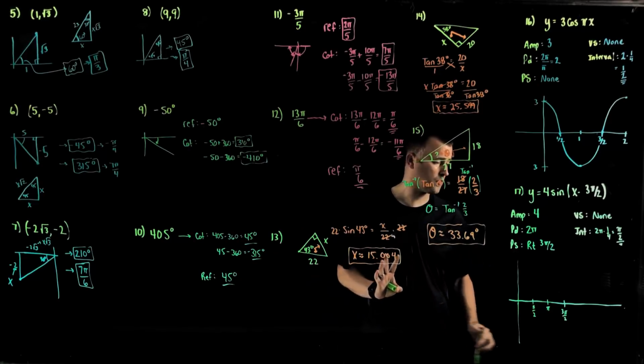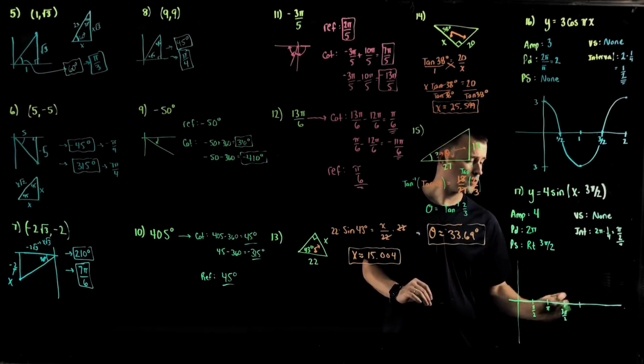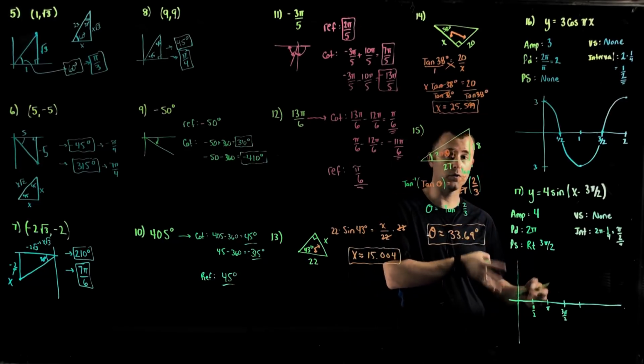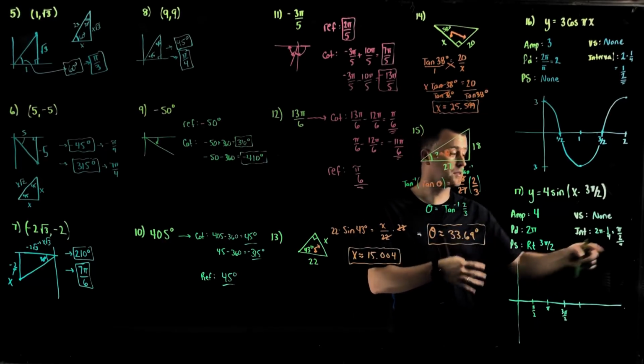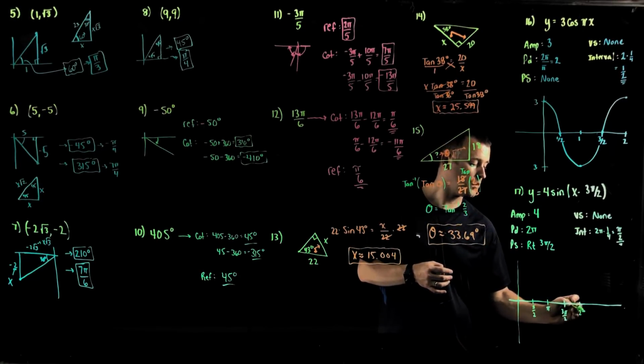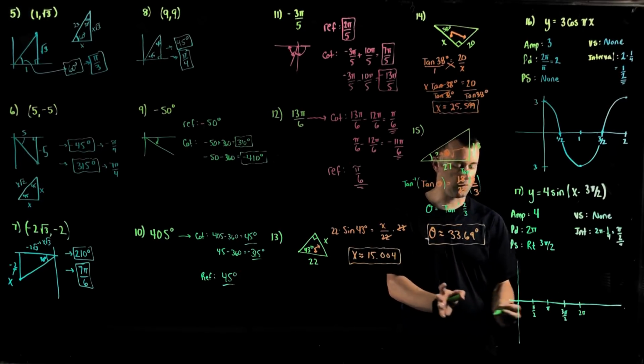I could go back one more. I'm going to go to the right though. So I'm going to go pi over 2, or 3 pi over 2, which is where I'm currently at, plus pi over 2, which is my interval. So that's 4 pi over 2, or 2 pi. So that will give me a full period.